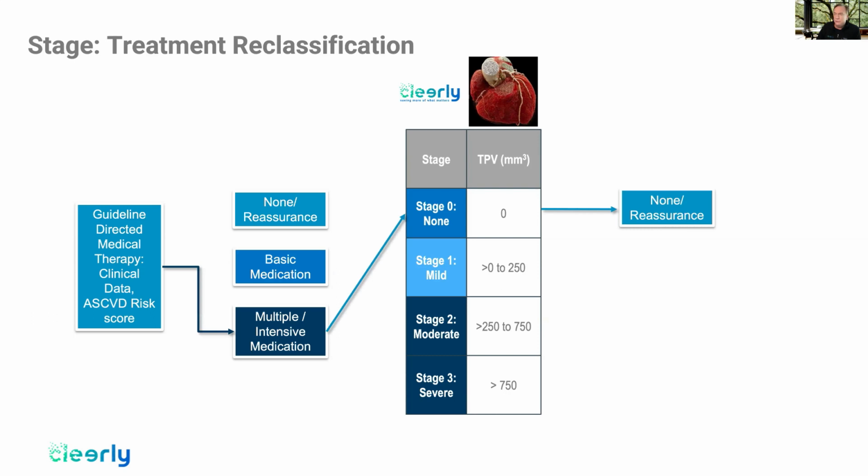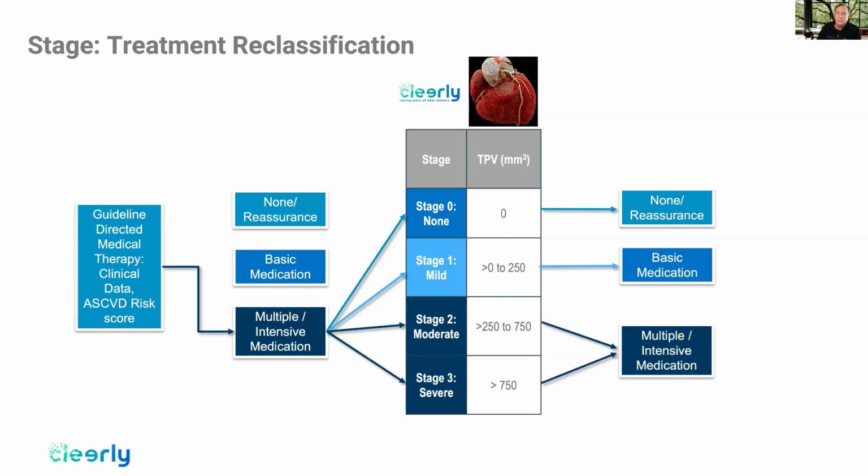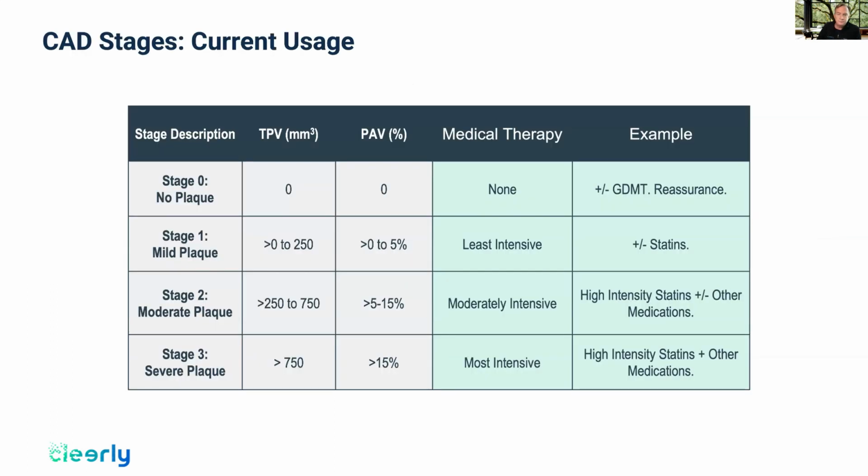Finally, there are patients who, according to guidelines, would have the most significant intervention. In fact, if you image them, they may have no disease. We've all probably seen cases like that, in which case the medication may potentially be de-intensified, or they may receive a more basic medication, or of course stay where they are. But there may be a net de-escalation of therapy based on this group of patients.